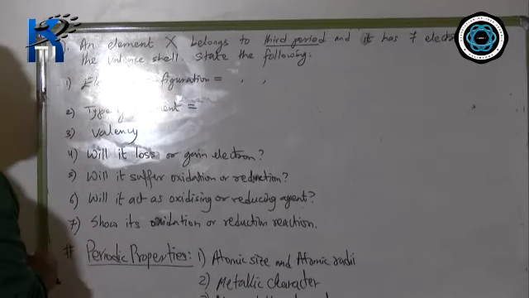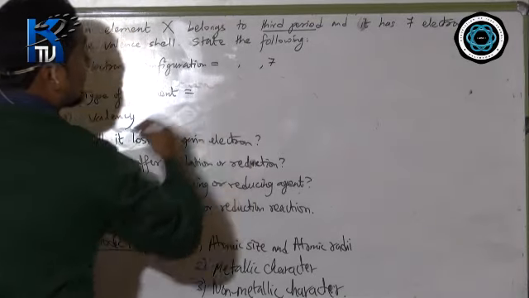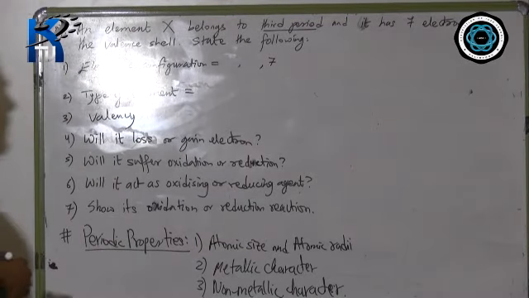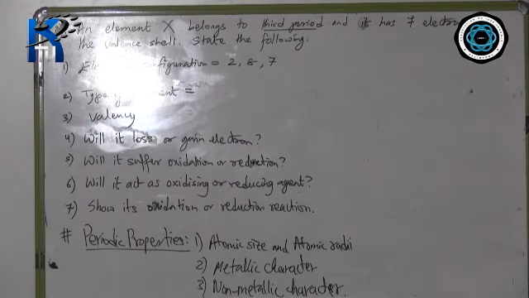Now it has 7 electron in the valence shell, means outermost shell. So make 7 out here. 7 electron in the outermost shell. Now in the first 2 you will put 2 and 8. So that will give you the electronic configuration of element X.